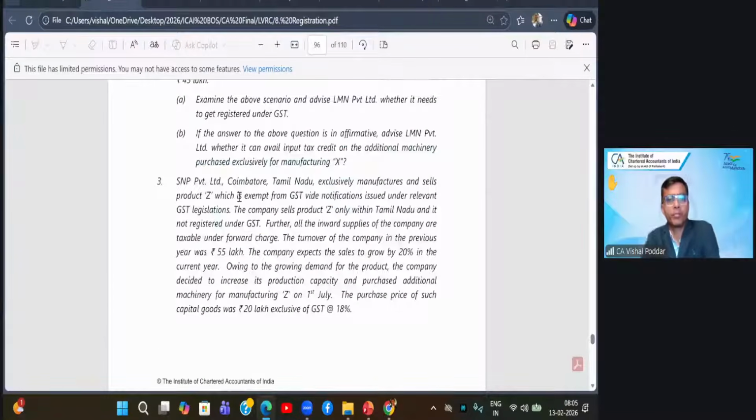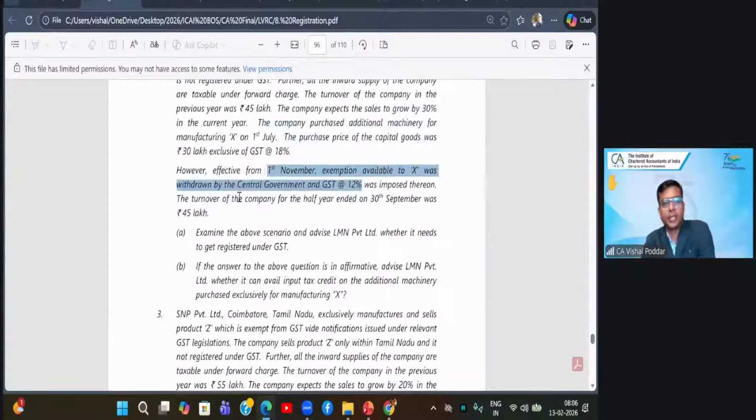Read B part. The answer to the above question is an affirmative. Advise LMN Private Limited whether it can avail input tax credit on the additional machinery purchased exclusively for manufacturing X. Now this is interesting. You purchased this machinery on 1st July when your product was exempt. Later on, from 1st November, the exemption was withdrawn. So now your product became taxable. Now you are taking registration also. But now the query is, since you are going to take registration, can you take the ITC of the machinery which was purchased in the previous period when you were not registered? Can you take the ITC of that machine now?